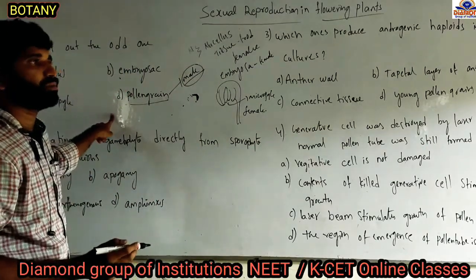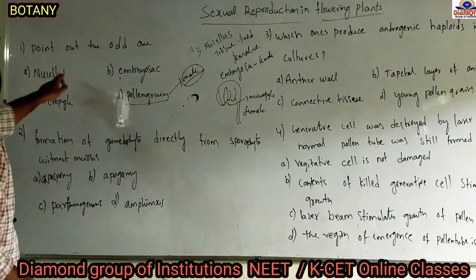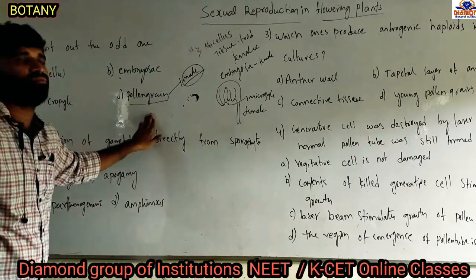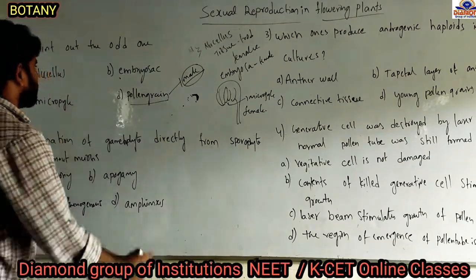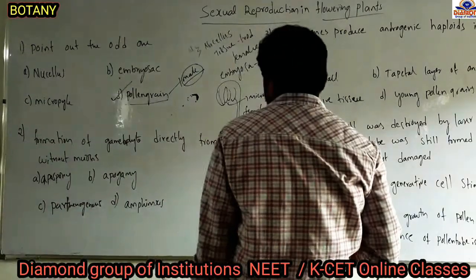Pollen grain is a male gametophyte. It's involved in fertilization. So out of the given four options, A, B, C belong to the female reproductive structures, and the pollen grain alone belongs to the male reproductive structure. So the answer is D. Pollen grain is the odd one, D.